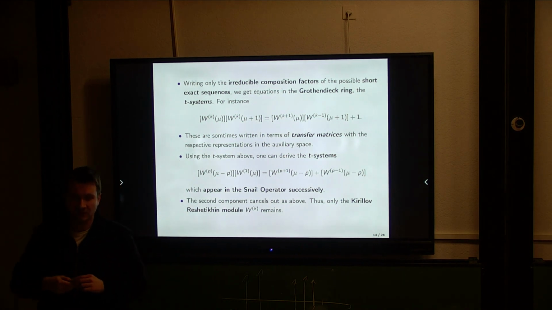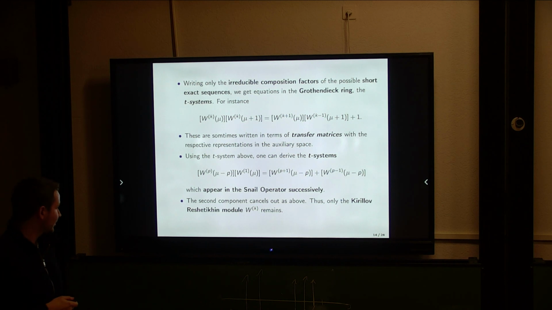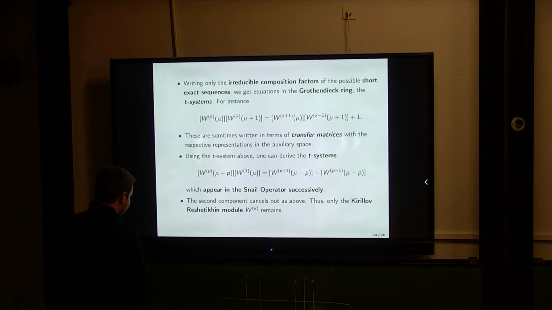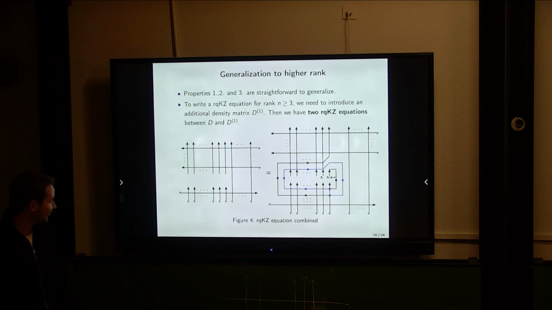Exactly on the high. Yeah, so you really get the fusion. You don't get the tensor product. You really get the fusion. Okay, so this is hopefully clear.